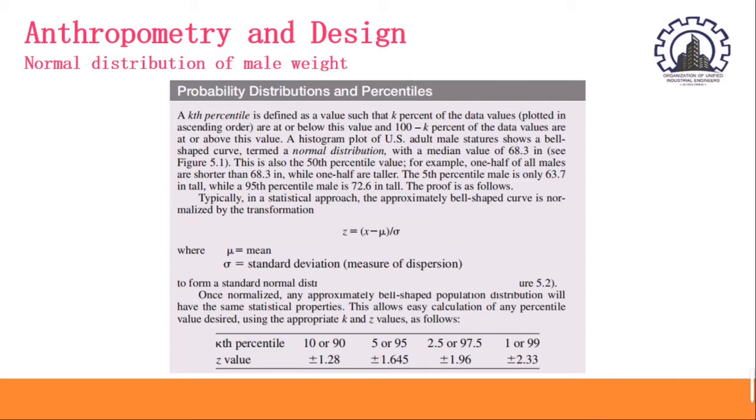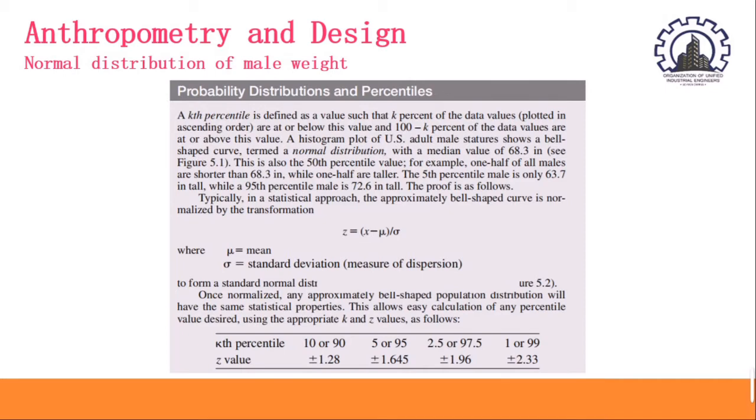A histogram plot of U.S. adult male statures shows that bell-shaped curve termed as normal distribution with a median value of 68.3, which is shown earlier in the figure or Table 5.1. This is also the 50th percentile value. For example, one half of all males are shorter than 68.3, while one half are taller. The 5th percentile male is only 63.7 in tall, while a 95th percentile male is 72.6 in tall. The proof is as follows.